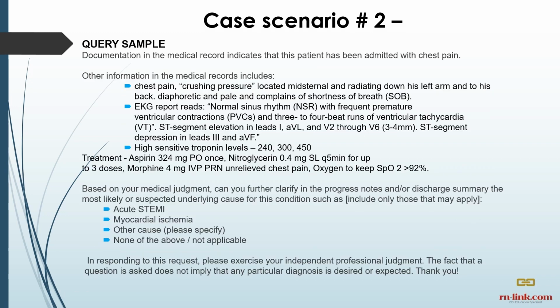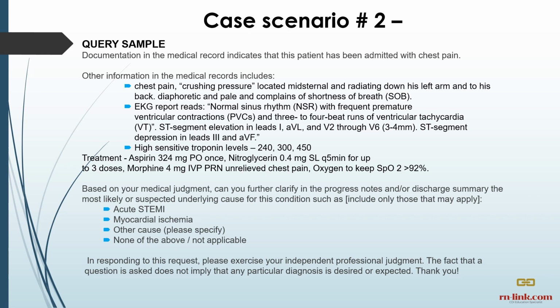Query sample for case number 2. Documentation in the medical record indicates that this patient has been admitted with chest pain. Other information in the medical records includes chest pain, crushing pressure located mid-sternal and radiating down his left arm and to his back. Diaphoretic and pale and complains of shortness of breath.